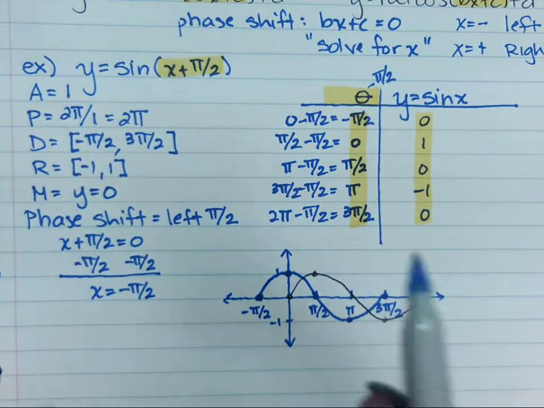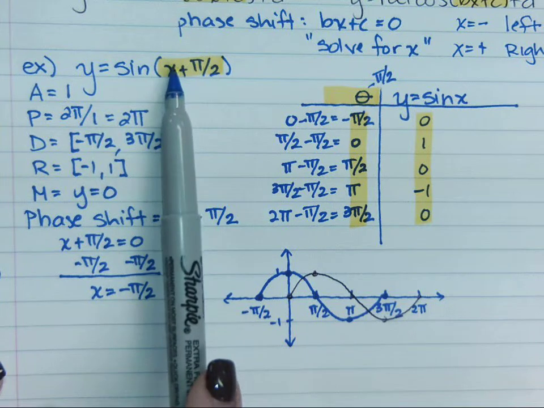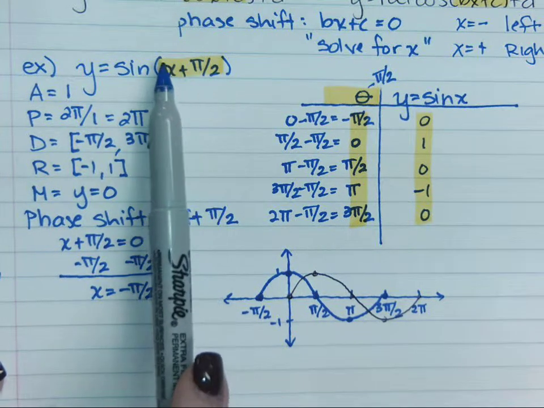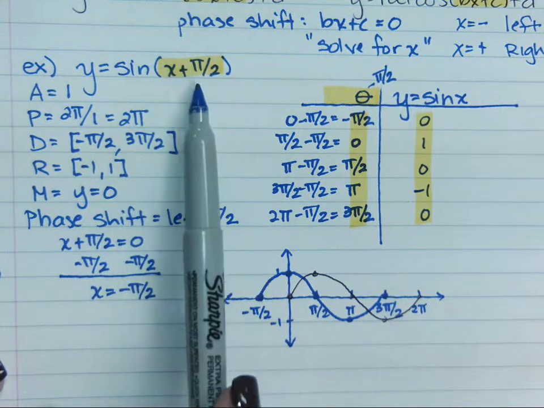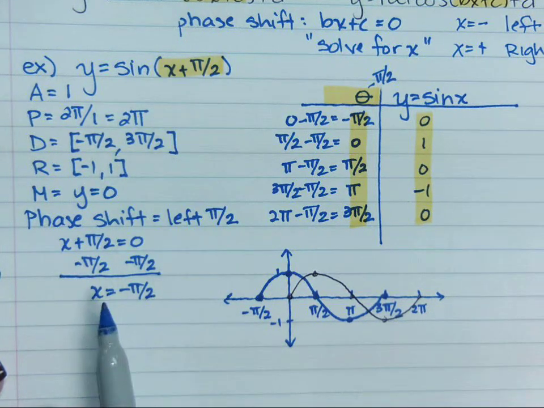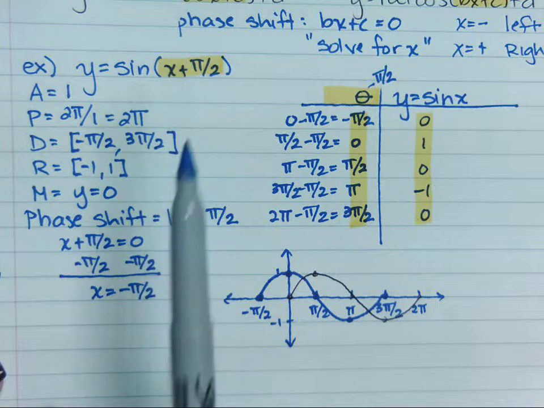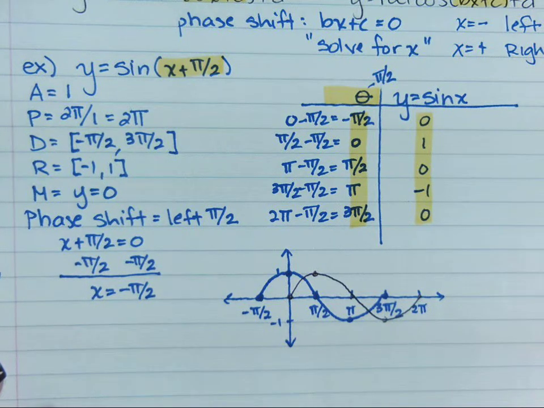And so what you're going to recognize is that when things are happening to the x values, if there's something in front of the x, for the period, it's going to be the reciprocal. If it says adding, it's going to be subtracting. So you're always going to be doing the opposite operation of what is being attached to your x values.